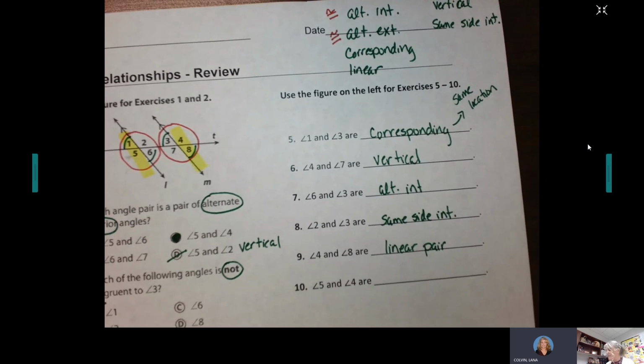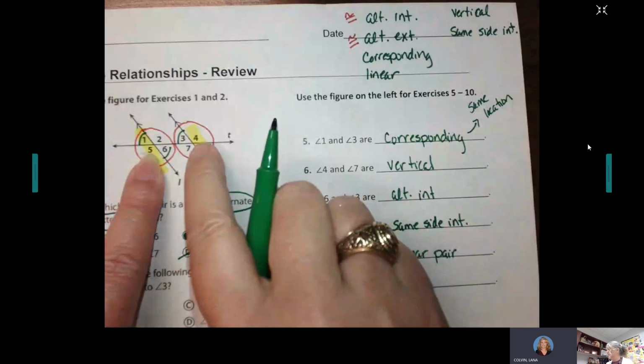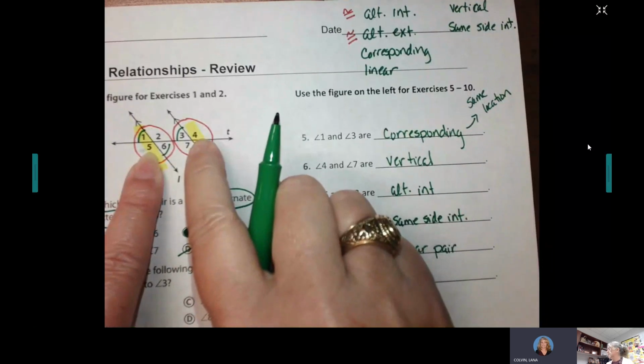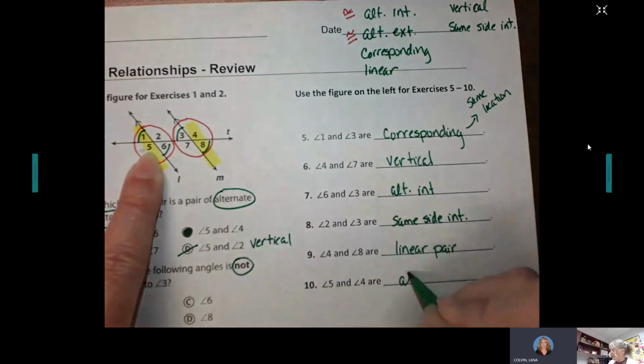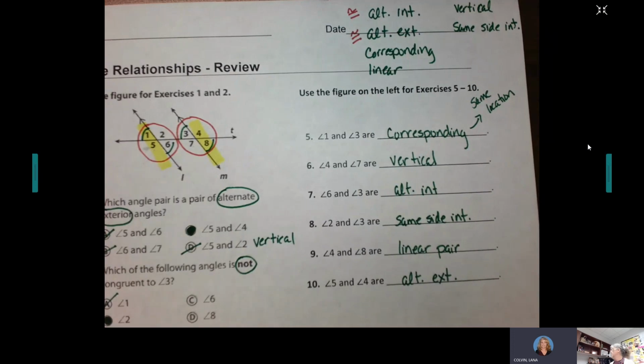And so 5 and 4 would have to be what? What kind of exterior? Yep, they're alternate exterior angles. There's a few vocabulary on here. You're going to have to know it. Okay?